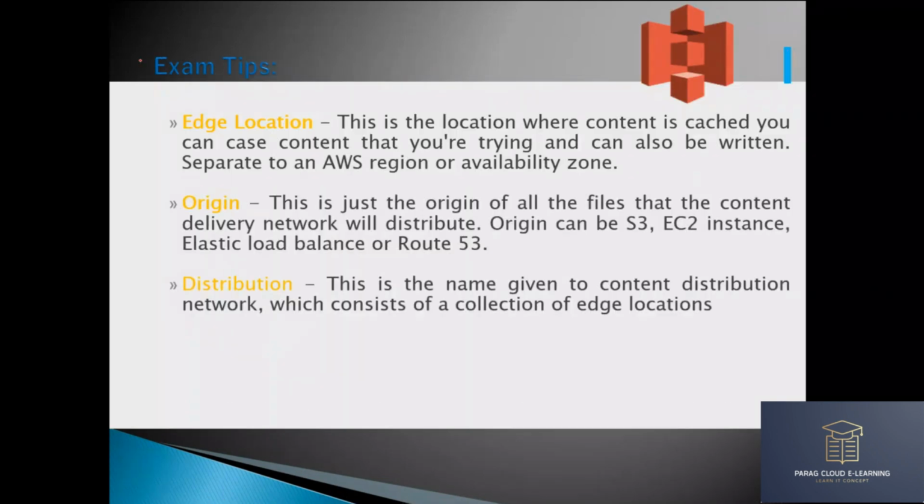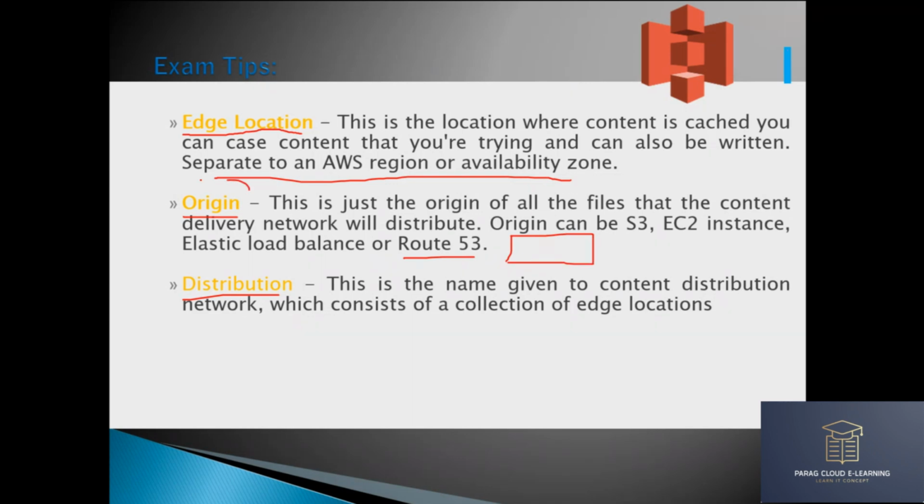What is the summary of CloudFront? CloudFront has three key terminologies. Edge location: this is the location where the content is cached, where your data that you're trying to read or write is cached. It is separate from the availability zone and the region. An edge location is an actual data center which is used to cache the content of your website. Origin: this is the origin of all the files that the content delivery network will distribute. Origin can be S3, an EC2 machine, an Elastic Load Balancer, Route 53, or your on-premise servers.